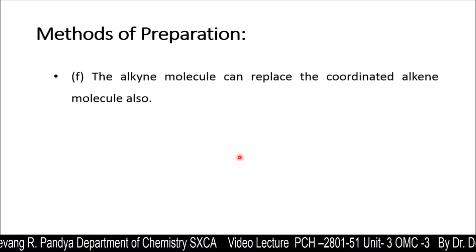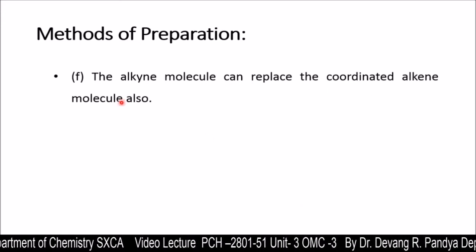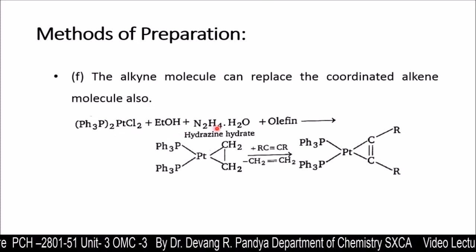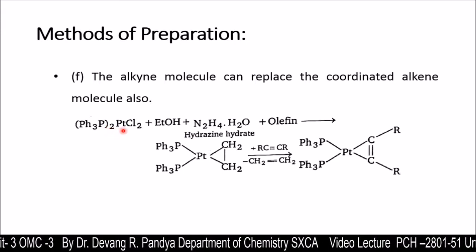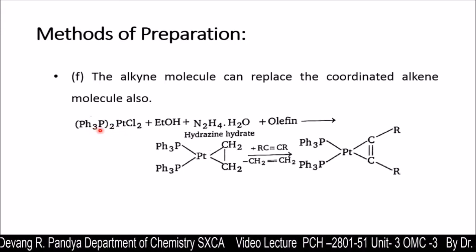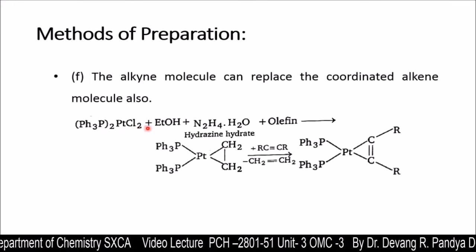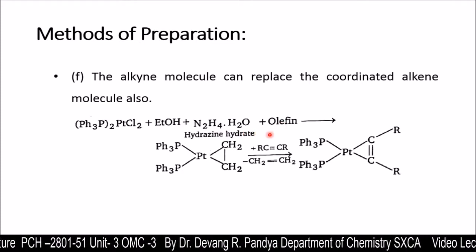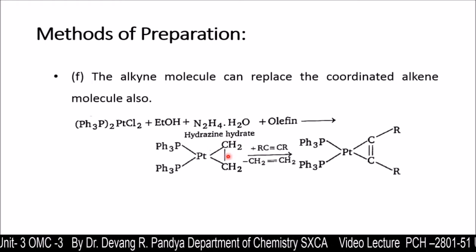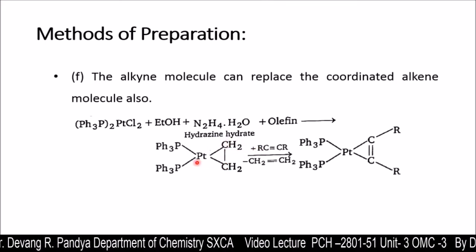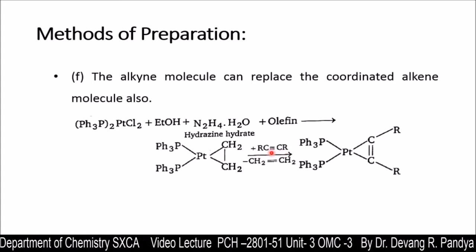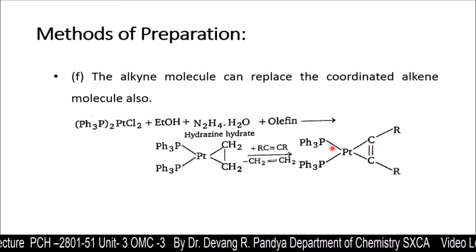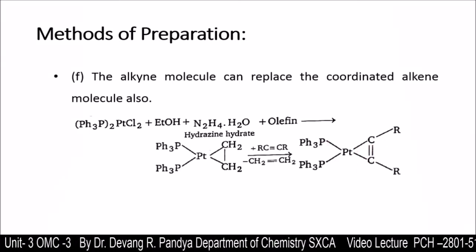Further in preparation, the alkyne molecules can replace coordinated alkene molecules. This is how we substitute the alkene and convert it into alkyne. You can see this platinum complex, the bis(triphenylphosphine)dichloroplatinum complex, treated with ethanol in the presence of hydrazine hydrate and olefin, and we're going to get this complex formation. This is a metal alkene complex, now treated with alkyne. So the alkene substitution would take place, and we're going to get the metal alkyne complex formed as a bridging ligand.